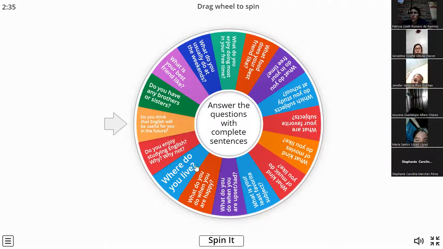I'm going to spin the wheel. Le voy a dar clic para que se seleccione una pregunta y usted va a responder esa pregunta. For example, do you think that English will be useful for you in the future? Okay, you will answer that. ¿Piensa que inglés va a ser muy útil para usted en el futuro? You will answer according to what you think. Okay, who will be the first one? ¿Quién será el primer voluntario? Yo. Okay, Geraldine. Let me see. The wheel.